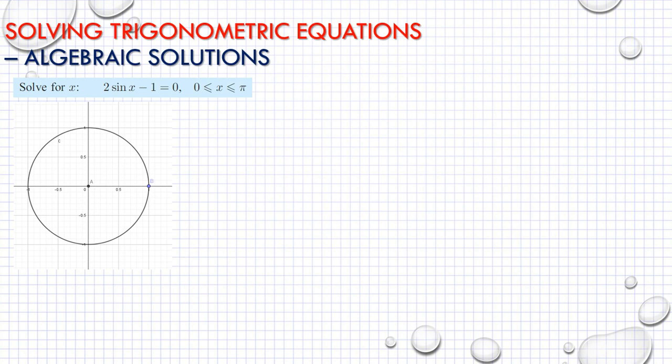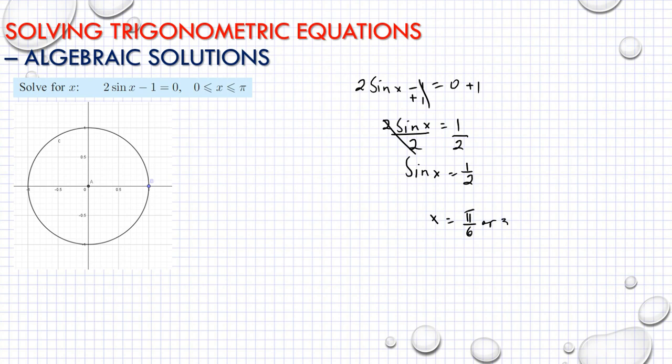So if we're going to solve this, we have 2 sine x minus 1 is equal to 0. If we add 1 to both sides of the equation, then we have 2 sine x is equal to 1. Divided by 2, then we have sine x is equal to 1/2. And this is a special angle wherein we know that x is equal to pi over 6 or 30 degrees. How do we know that?